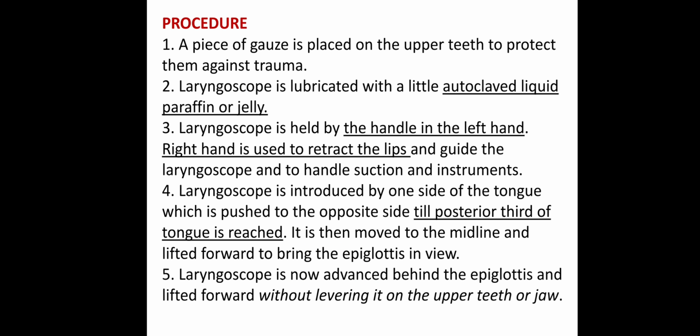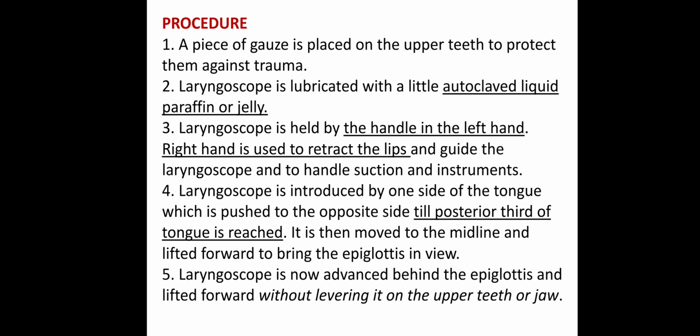Procedure: a piece of gauze is placed on the upper teeth to protect them against trauma. The laryngoscope is lubricated with a little autoclaved liquid paraffin or jelly. The laryngoscope is held by the handle in the left hand. The right hand is used to retract the lips, guide the laryngoscope, and handle suction and instruments.